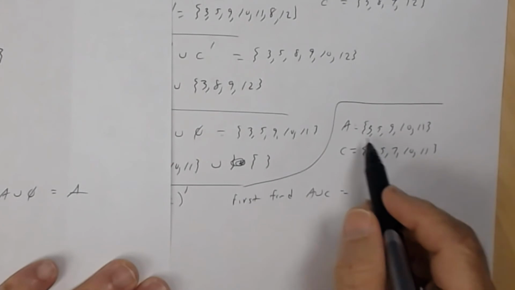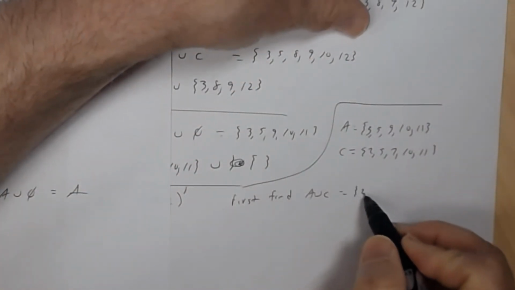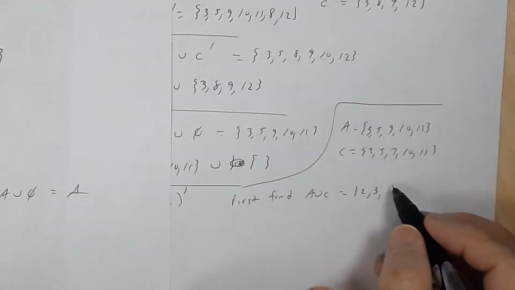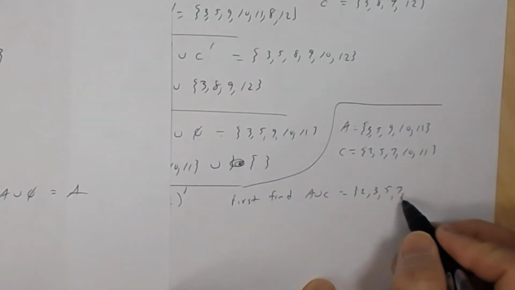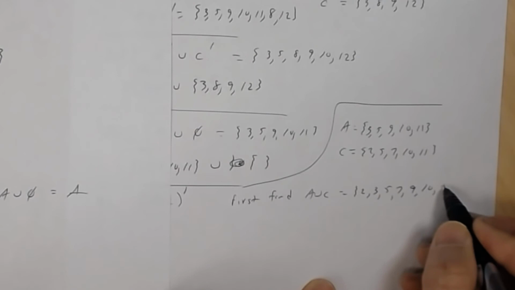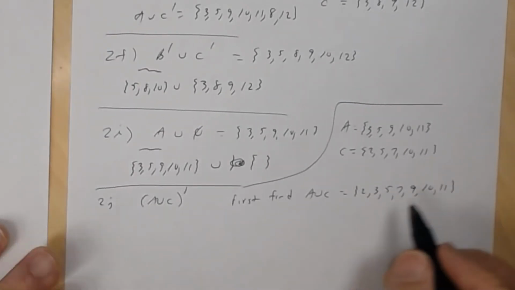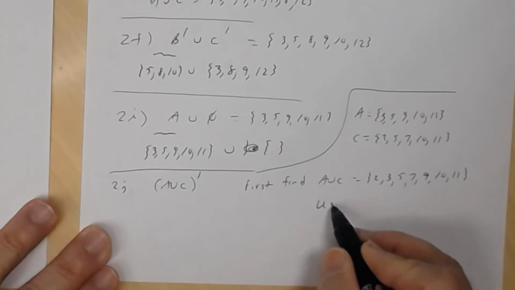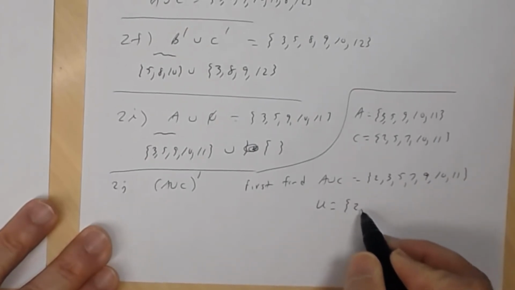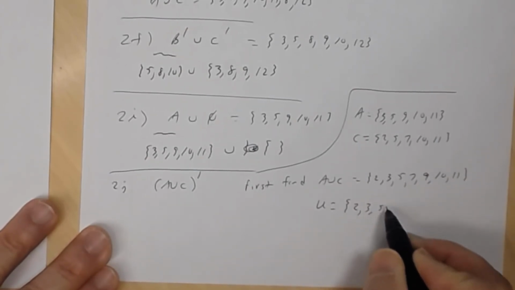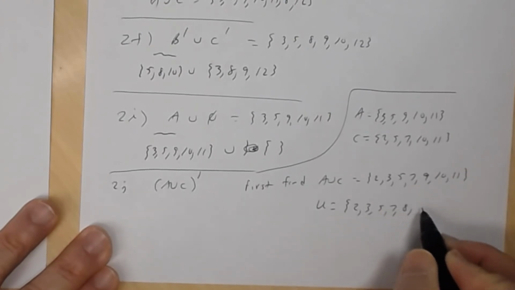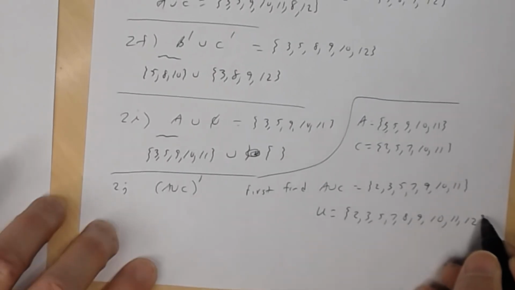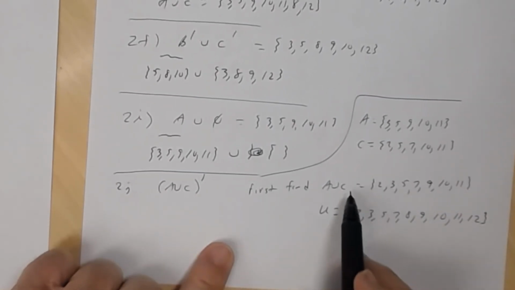So the union would be everything you see. So that's going to be 2. I'm going to go ahead and put them in order: 3, 5, 7, 9, 10, 11, right? But now you want to find the complement. So you got to look at your universal set. So the universal set are these elements: 2, 3, 5, 7, 8, 9, 10, 11, 12. So that's the union of A and C.